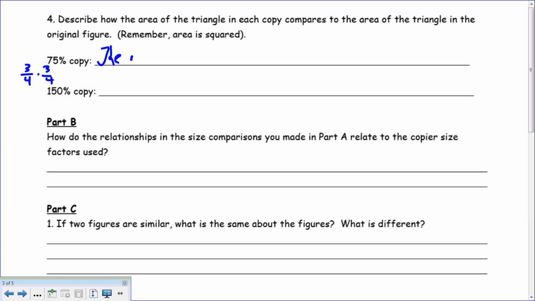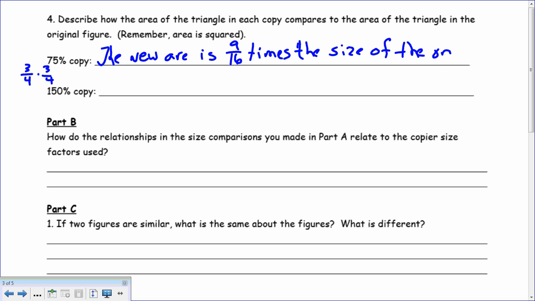So your new area is 9/16 times the size of the original area. Because again, it's length times width. So you got two sides that each one is 3/4 the size. So again, when you're finding area, that's length times the width.